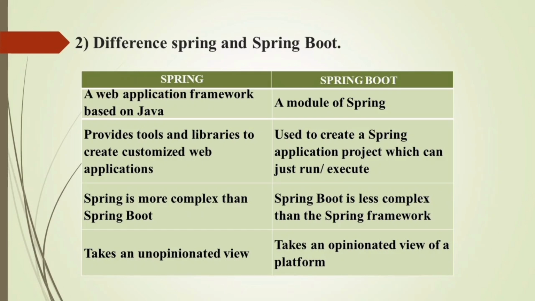Now let's break down some key differences. First, we will discuss complexity. Spring can be more complex. You have to manually customize your applications, which takes more time and effort. Coming to Spring Boot, it is much less complex than Spring. It comes with a lot of pre-configured settings and conventions that help you get started quickly without needing to set up everything manually. Spring takes an unopinionated view. It gives you a lot of options to customize your applications just the way you like. On the other hand, Spring Boot has a more opinionated approach, meaning that it makes some decisions for you.